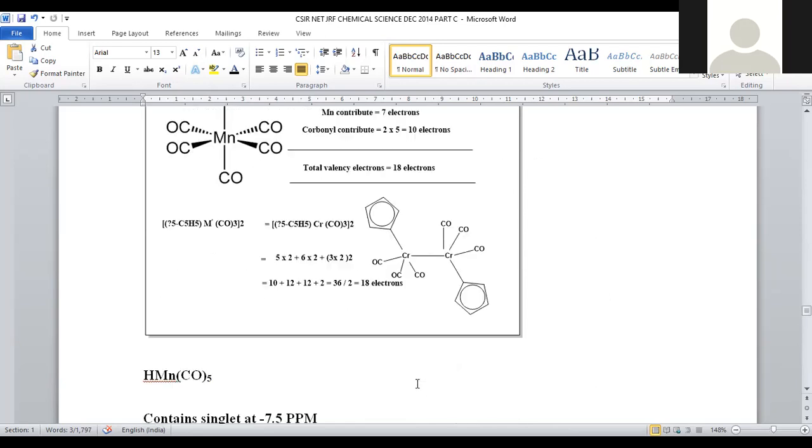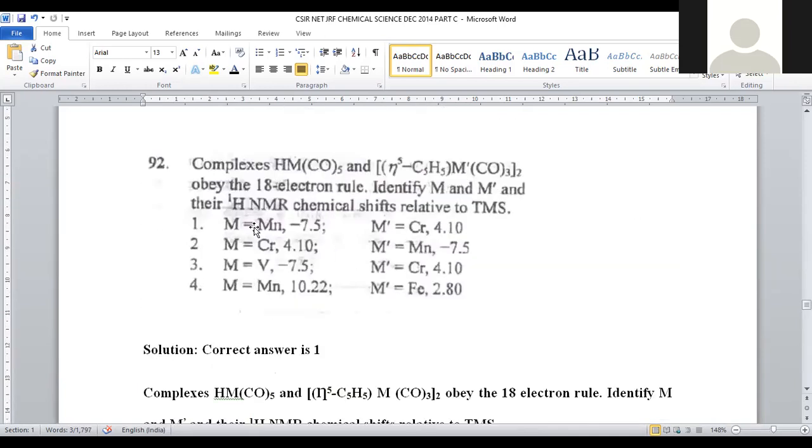For the second complex, we have to predict. In the second complex, we have cyclopentadienyl, where eta 5 denotes 5 electrons contributed by cyclopentadienyl, and metal prime to be predicted. Carbonyl is taken thrice, twice over. This is a dimeric complex, right? From the given options, we are picking by a trial and error process; manganese was taken and it satisfied the first one. Then let us move on to the second, M prime, that is chromium, and see whether it obeys the 18 electron rule or not.